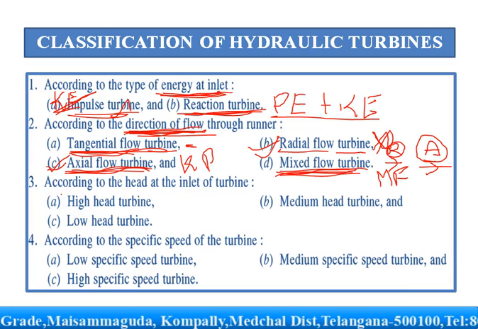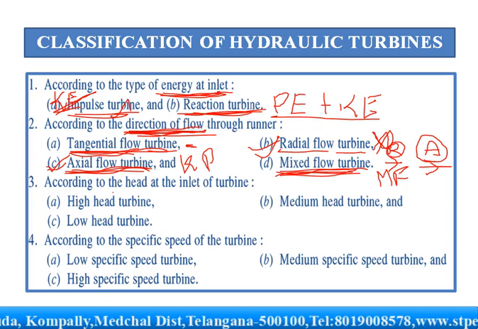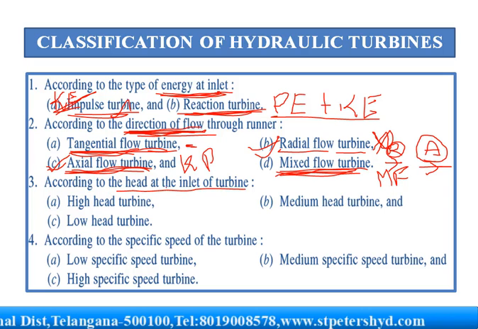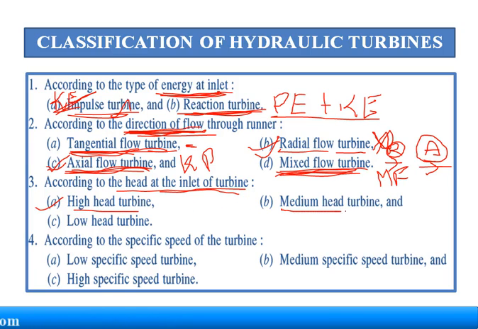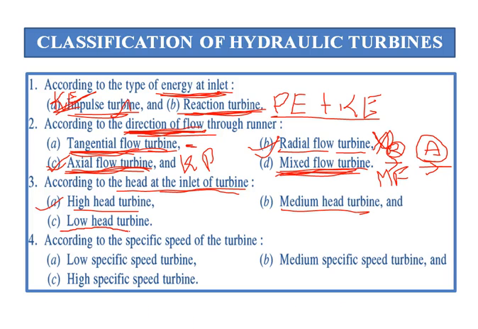And the next classification for hydraulic turbines is head at inlet of the turbine. If it has high head, we call it high head turbines; if medium head, medium head turbines; and the next one is low head turbines. High head turbines are Pelton wheel turbines or impulse turbines. Medium and low head turbines are reaction turbines: the medium head is modern Francis, and the low head is Kaplan turbine or propeller turbine.